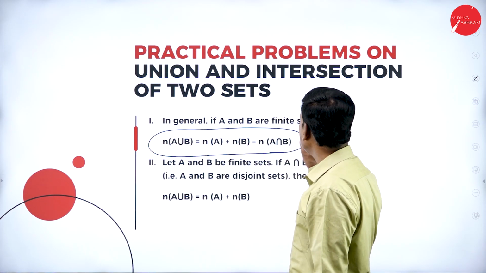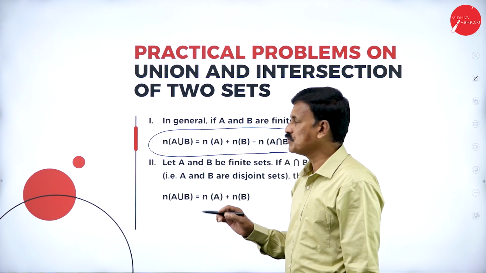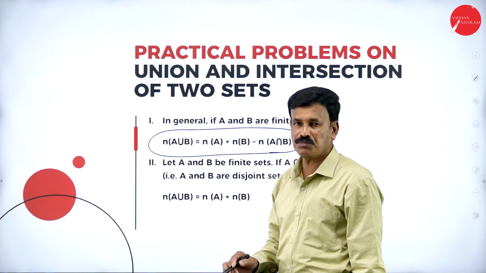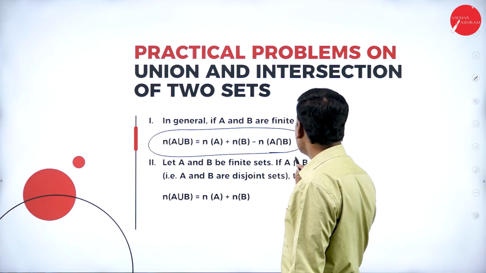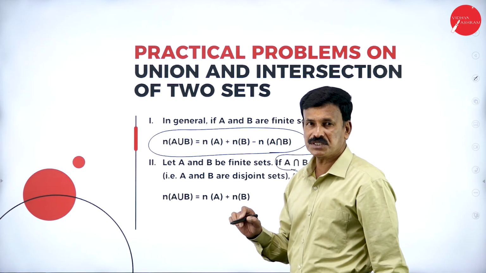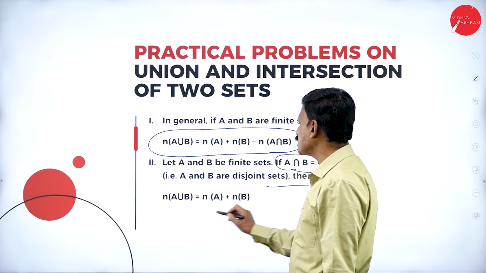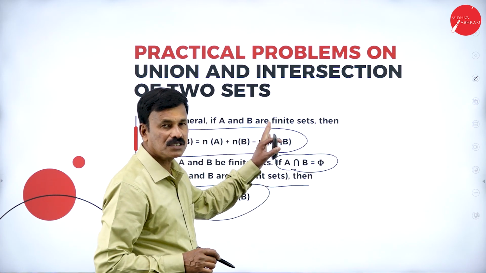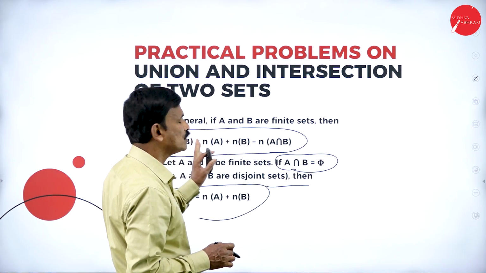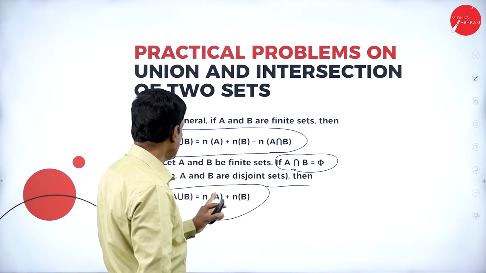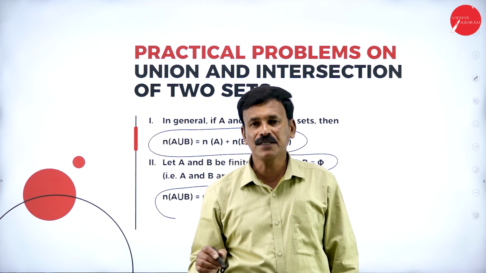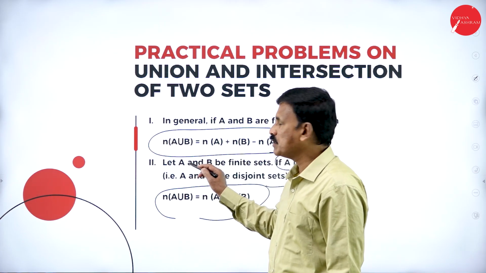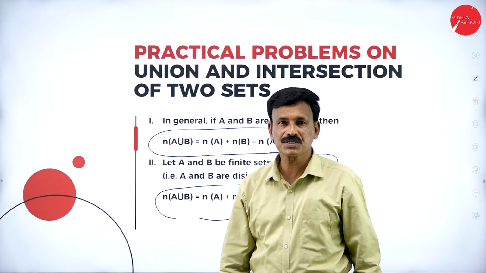If A and B are any two finite sets, then n of A union B is equal to n of A plus n of B minus n of A intersection B. Suppose A and B are finite sets and A intersection B is a null set. If the intersection is a null set, A and B are disjoint sets, then n of A union B is equal to n of A plus n of B, because n of A intersection B becomes 0. For disjoint sets, n of A union B is n of A plus n of B. For two finite sets, it is n of A plus n of B minus n of A intersection B.